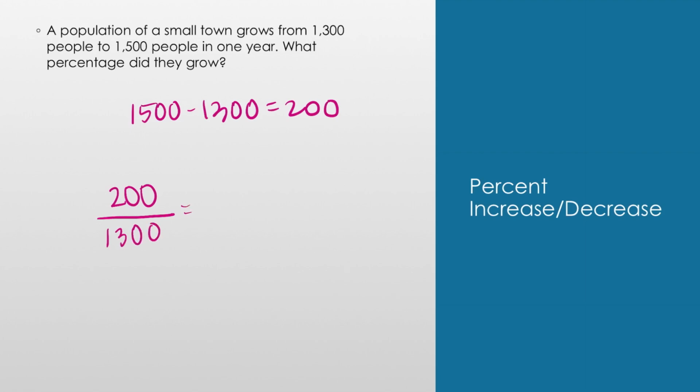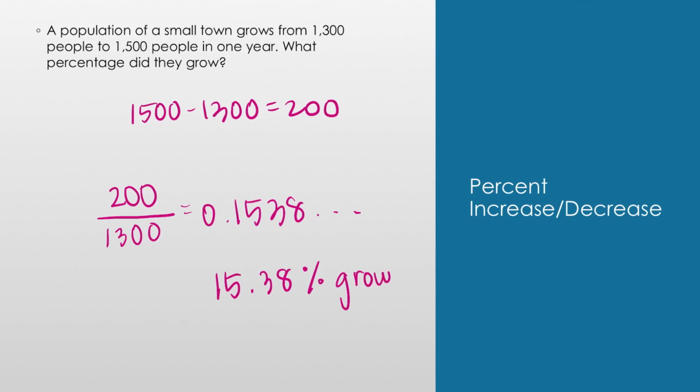200 divided by 1,300, or simplified 2 divided by 13, would be 0.1538, and so on. So my percentage would be about 15.38% growth. Another way you might see it is because we grew, we have 100% of what was there before plus the new amount. So you might also see it written as 115.38%. And that shows really clearly that we grew compared to the original amount.